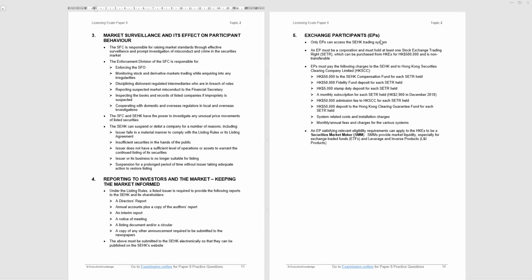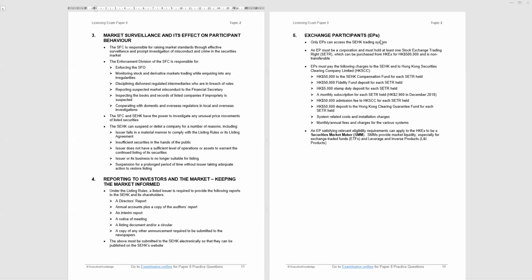So under the listing rules, and this is what some entrepreneurs, founders have found very uncomfortable, all the information they've got to provide. A listed issuer is required to provide the following reports to the stock exchange and its shareholders. So this is regular reporting. Directors report, annual accounts, plus copy of the auditors report, interim report, notice of meetings, a listing document and/or circular if that is relevant, if you're raising capital, copy of any other announcement required to be submitted to newspapers.